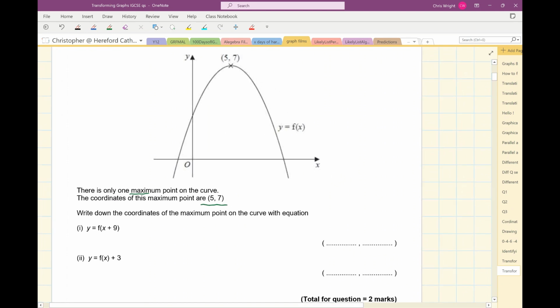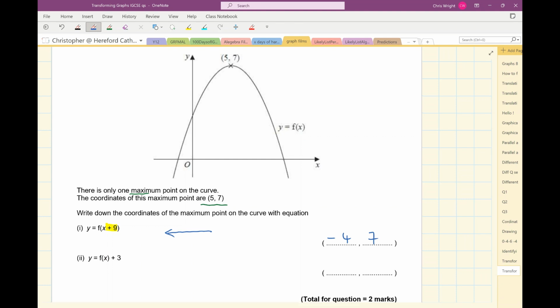Right, in part 1 here, the change is inside the bracket. It's going to be a horizontal change the wrong way. It's going to be a change to the x-coordinate in the negative direction. I'm going to minus 9 from the x-coordinate. It was a 5, so now it's going to be minus 4, 7.